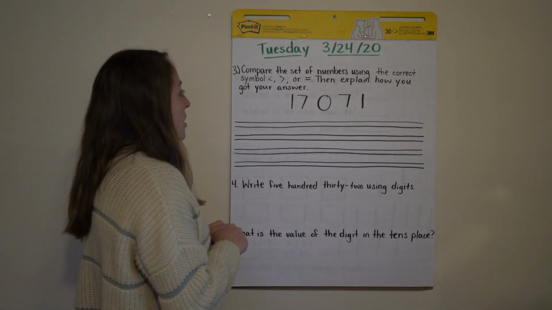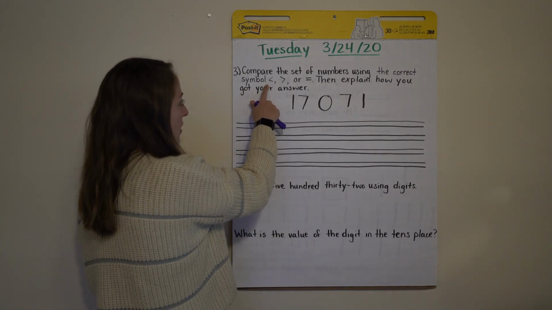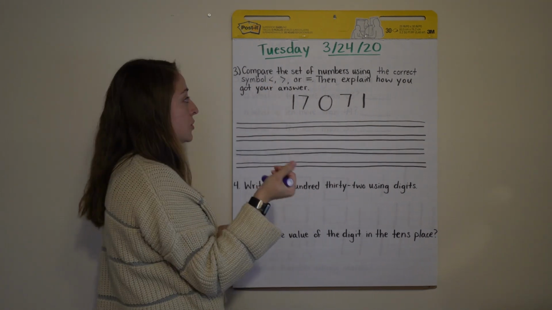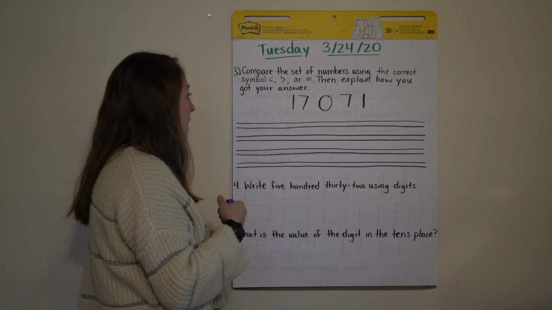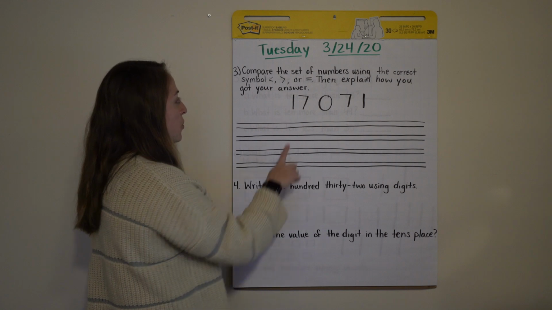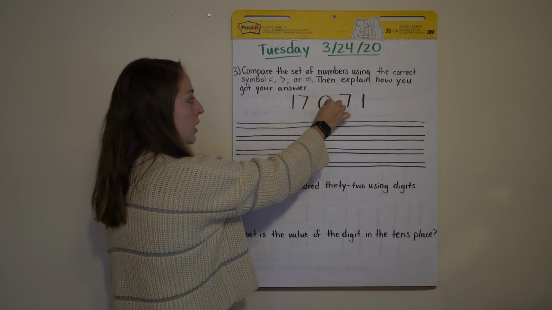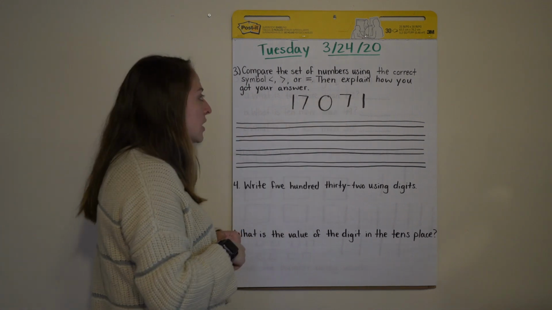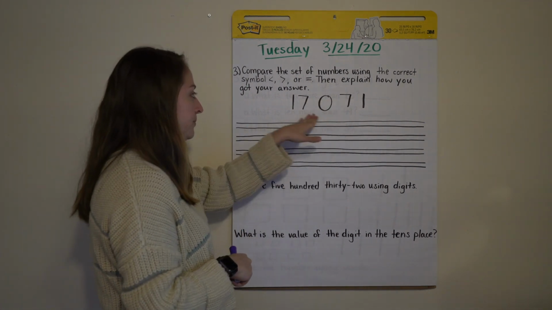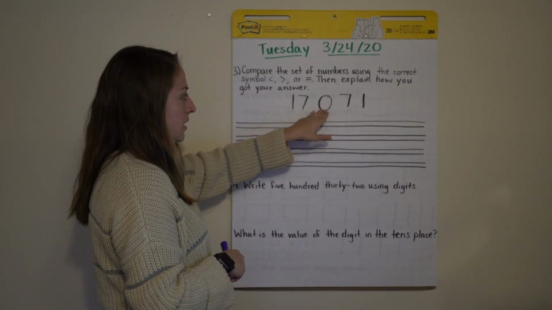Compare the set of numbers using the correct symbol, the greater than, less than, or equal to symbol. Then explain how you got your answer. So you want to make sure that you're using one of these symbols and drawing it in this circle right here. So first, let's look at this problem. What symbol do you think that you're going to put in the middle here?